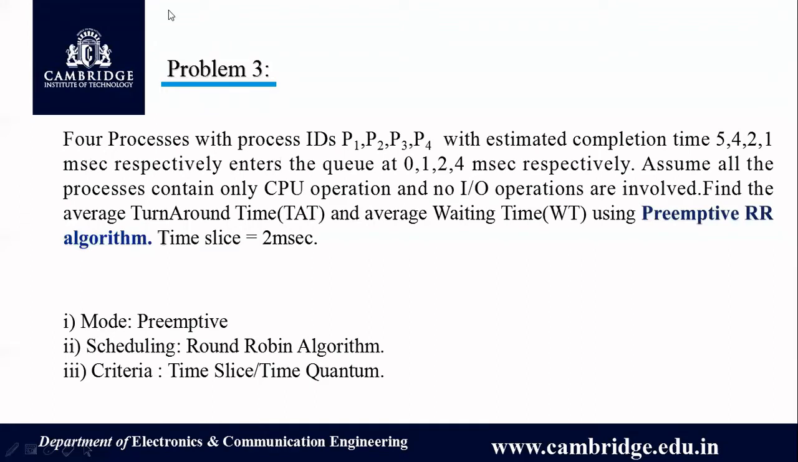The third problem again I've chosen from the round robin algorithm because if the arrival times of the processes are different, then writing the ready queue may be a bit confusing. So that's the reason this problem was chosen, wherein we have 4 processes arriving at 4 different instances of time and their ECTs are also given. Same assumption is made that it is a uniprocessor system and there is no IO operation involved. You are asked to find the average turnaround time and the average waiting time, and the time slice period again here is 2 milliseconds, right?